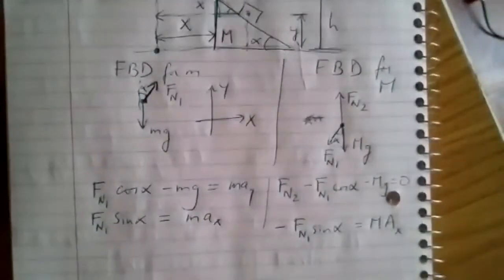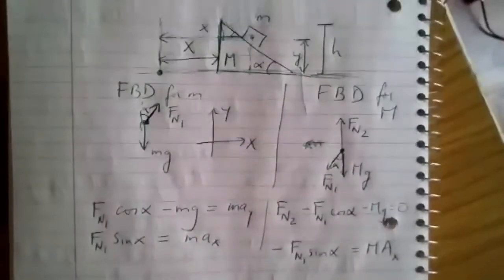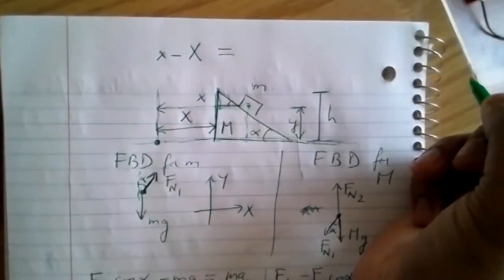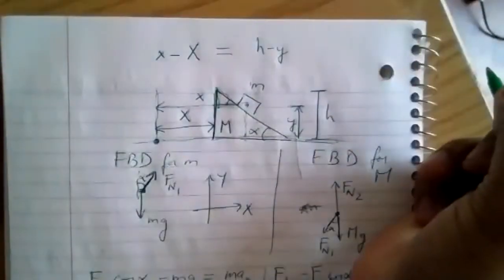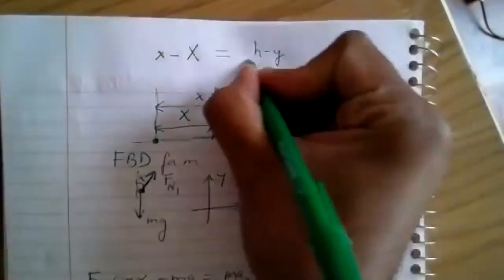So I can say that, it's going to be a little hard to, okay, I'll just write it above actually. I can say that little x minus capital X, so that will be this distance, is going to be equal to h minus y divided by tan alpha.